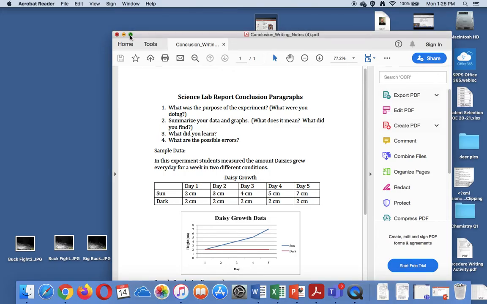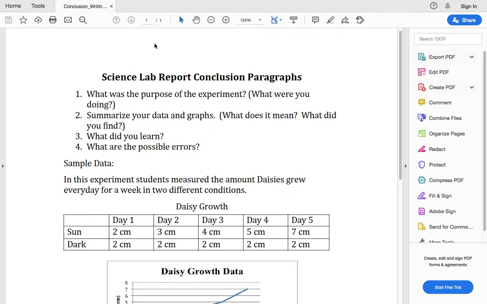Okay, in these notes, I'm going to go over writing a good conclusion paragraph on a lab report. There are 4 things that we will always look for in chemistry class on a conclusion to see if you did a good conclusion. First of all, you must address, number 1, the purpose or the hypothesis of the experiment.